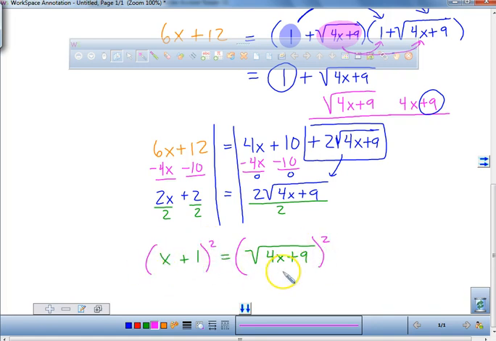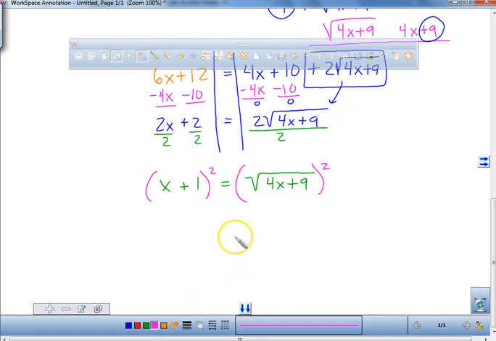Why am I needing to square both sides? What am I trying to get rid of? The radical. Thank God. So the last time I have to square both sides.